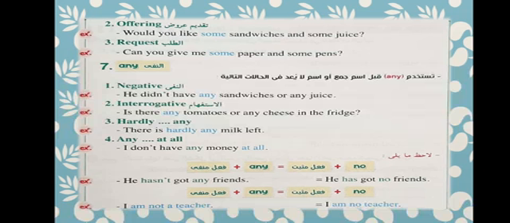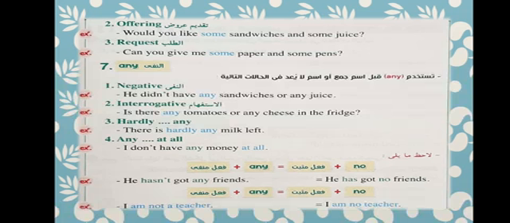Any can be used as the negative, like the negative with hardly. There is hardly any milk left. Any also can be used with at all to mean totally. I don't have any money at all.